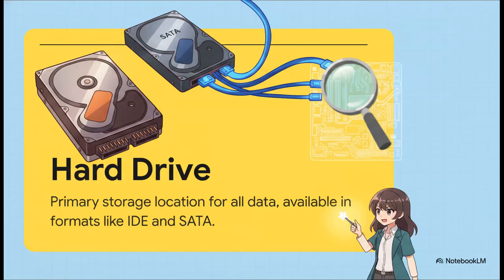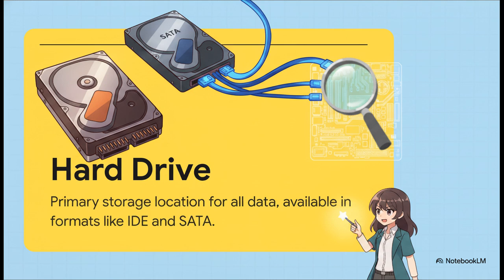Now, if RAM is the active gathering space, the hard drive is the permanent village archives. This is the primary, long-term storage location for all your data. Your photos, your documents, your favorite programs. Even when the power is completely off, the archives remain perfectly intact. As you can see, they come in different formats like the older IDE style or the newer SATA drives.